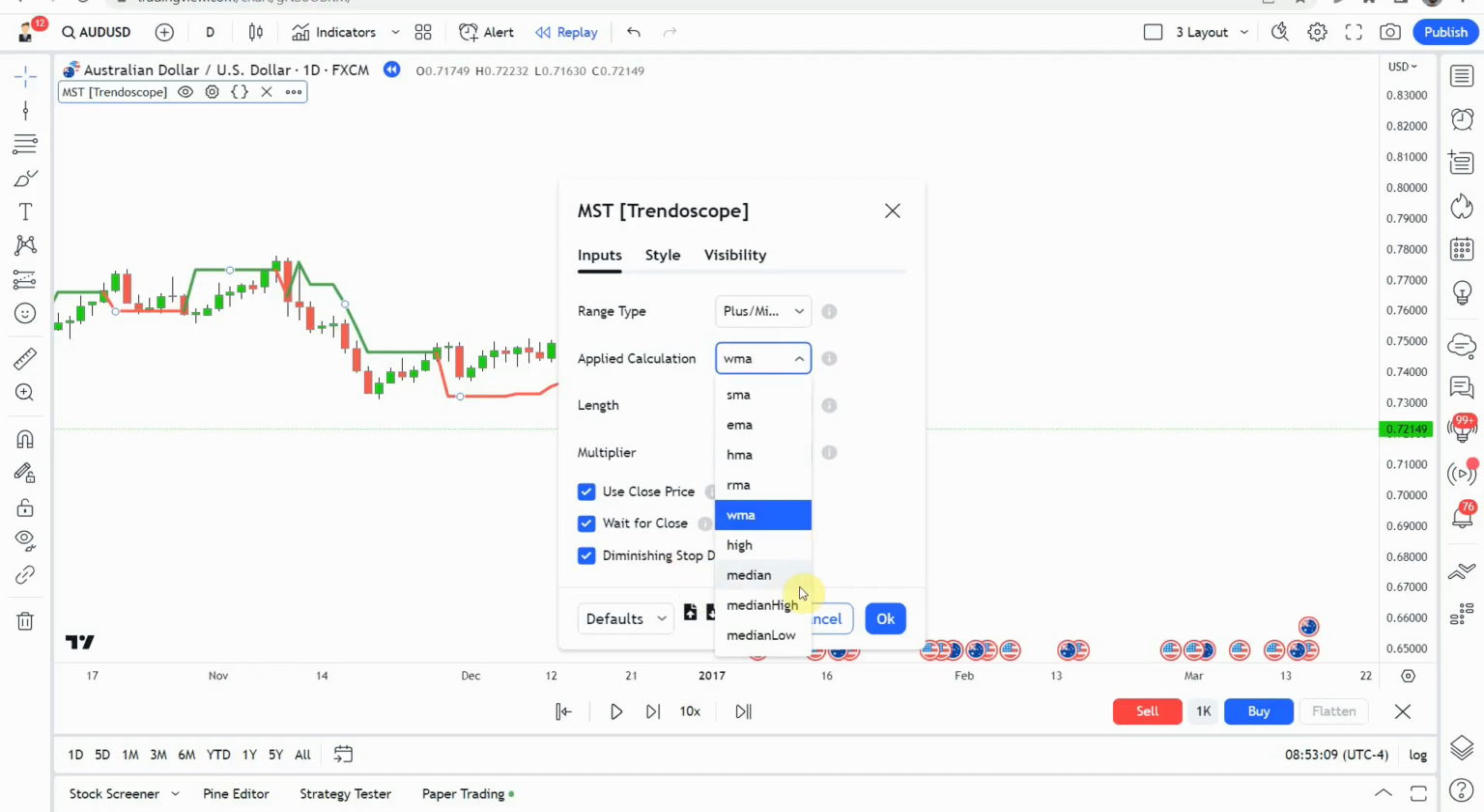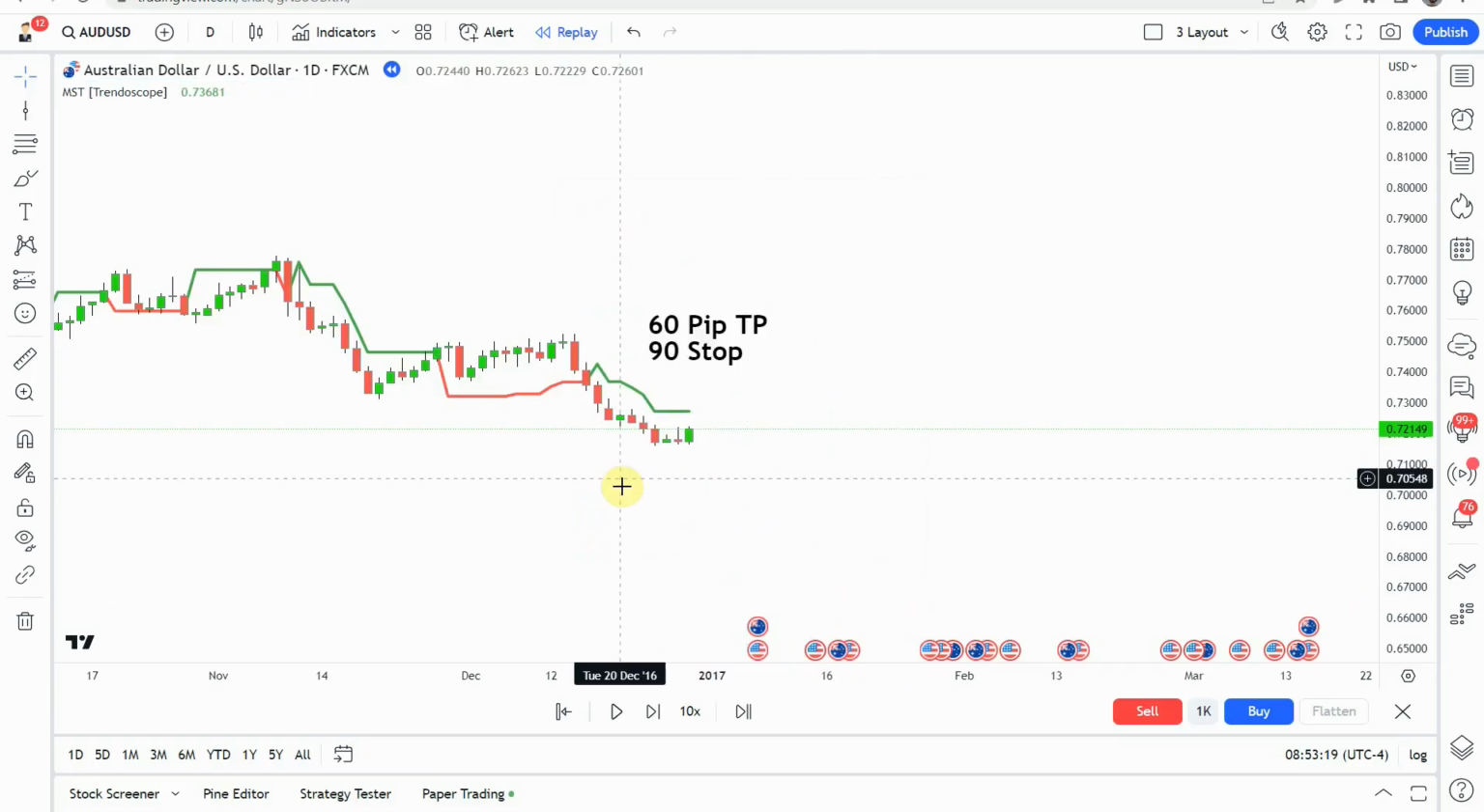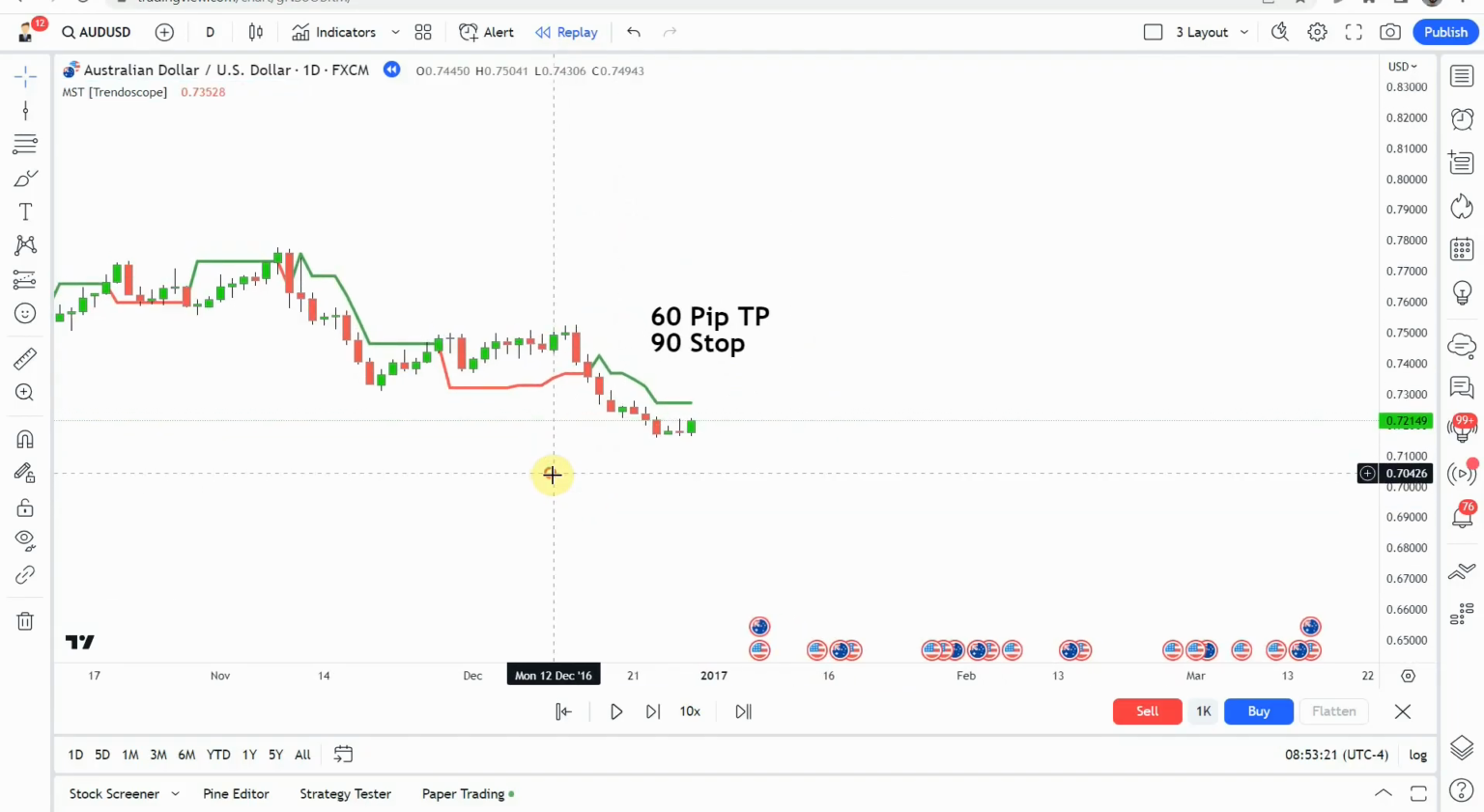And so we've tested most of these. I think on the default it comes on high. We've tested the SMA, EMA, HMA, RMA, and now we are doing the WMA. And so what we are looking for is when price breaks above the line, that's going to be a signal to go long. When price breaks below the line, it's going to be a signal to go short.